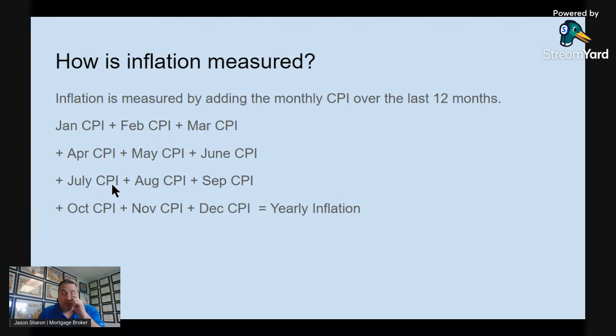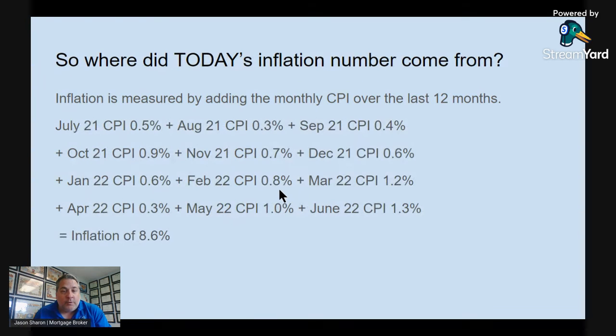How is inflation measured? Another basic that I want to cover: it's really adding up the last 12 months of the CPI. So for the year of 2022, you would have the January CPI plus February plus March, all the way up to December, and that's going to be your yearly inflationary number.